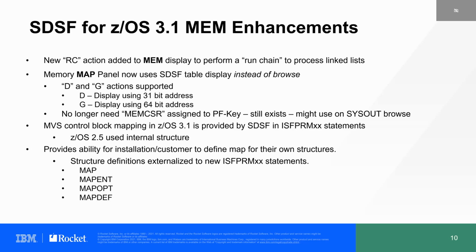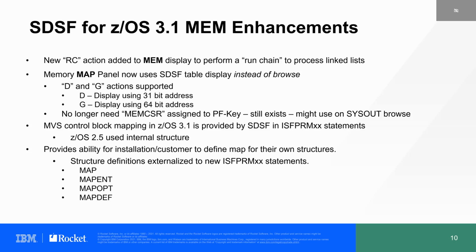The fact that we now use a traditional SDSF table display means that we can make the output a lot better. We can now have actions against the structure rows as well to support things like the D and G actions you've seen on the raw memory browse. We can support those on structures as well. Another limitation in 2.5 was all the structures were internal. So we ran some processes back at Rocket that produced the internal structure we needed to show the memory in structured format. And in 3.1, we decided to externalize.